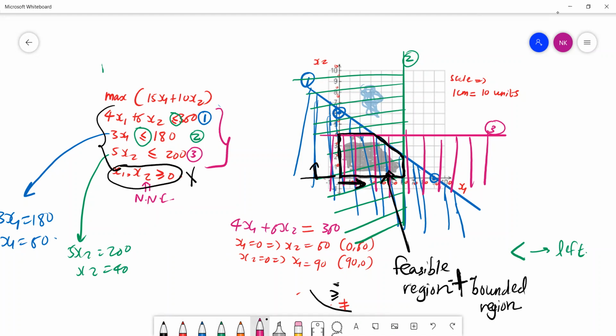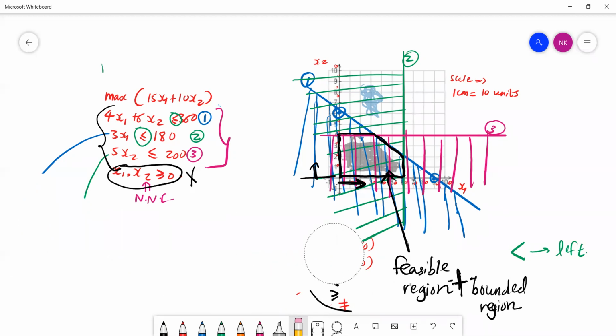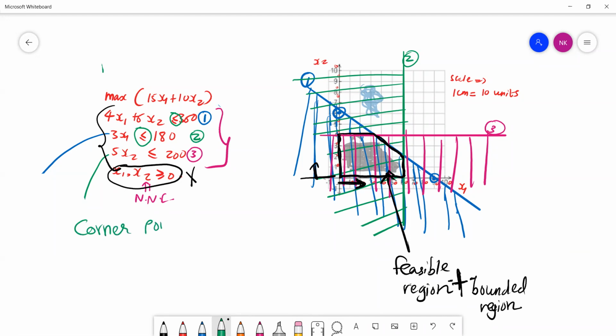Okay. Now, as part of the solution, I will be finding the corner points. So let me erase this. I will be having another terminology. In this particular question, I will be exposing you to all the terminologies dealing with the mathematical model, dealing with the graph method. So the next terminology is corner point.